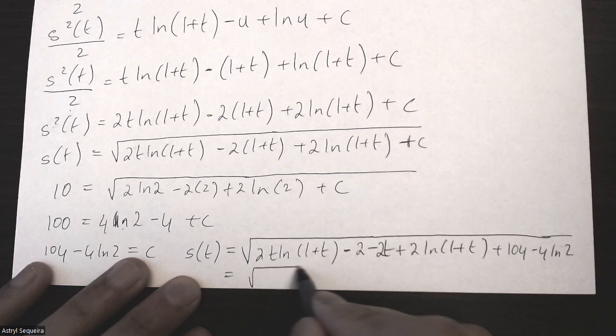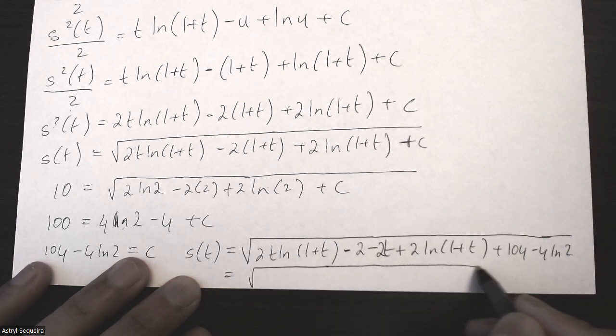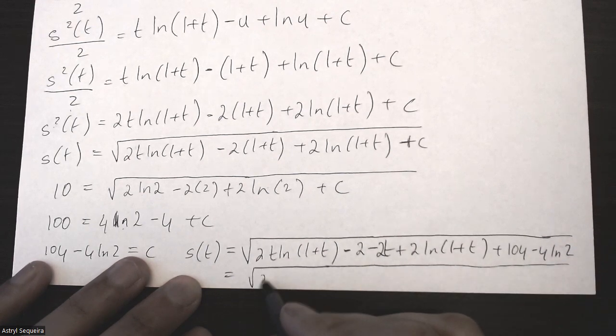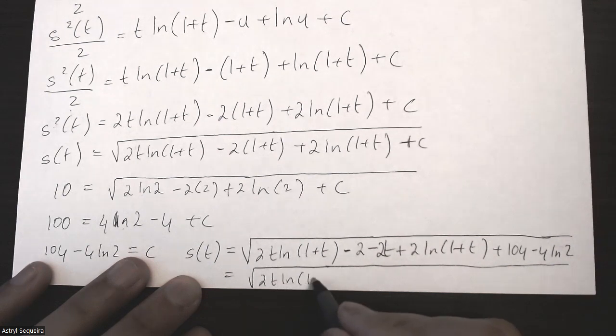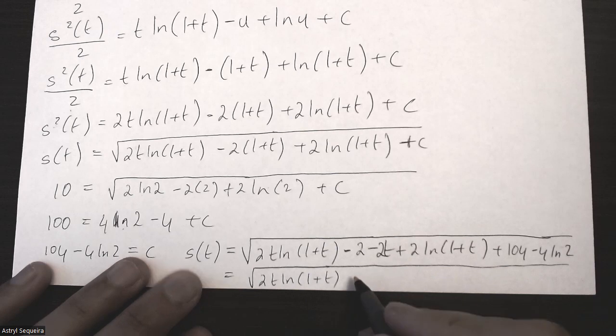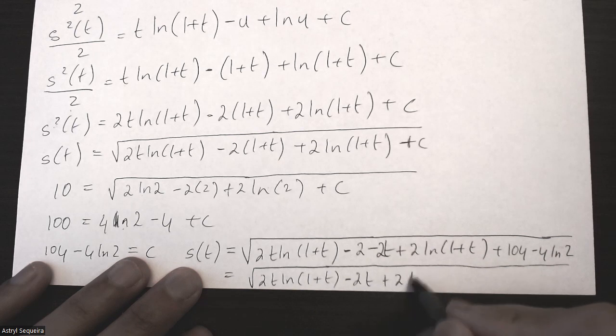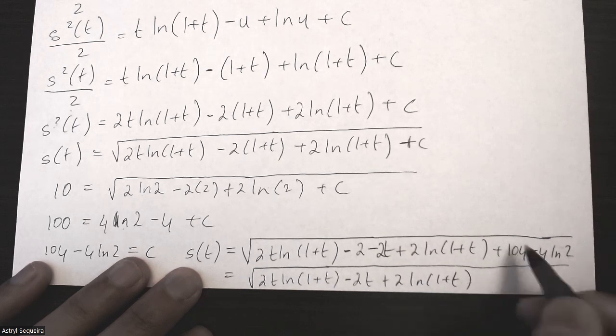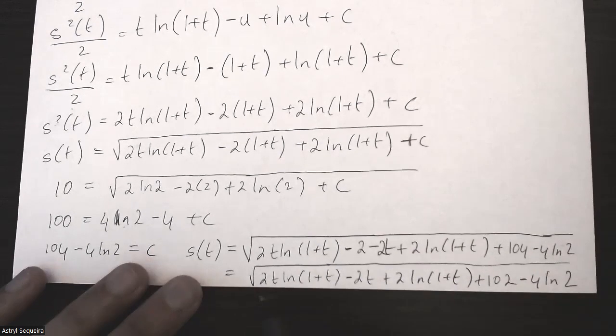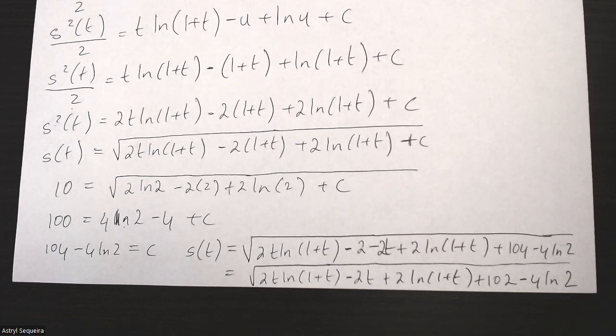My final equation is the square root of 2t ln(1 plus t) minus 2t, plus 2 ln(1 plus t). Now I'll combine these two. That's plus 102 and minus 4 ln 2, and this is my final equation.